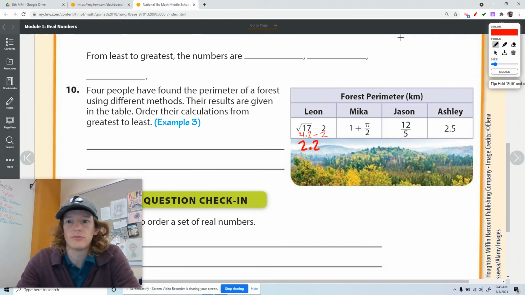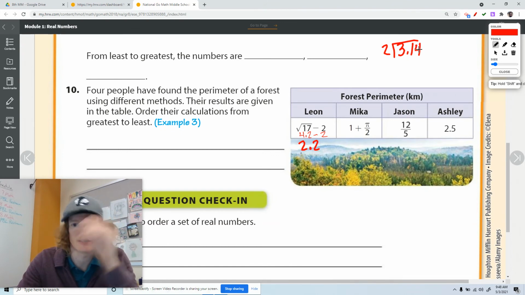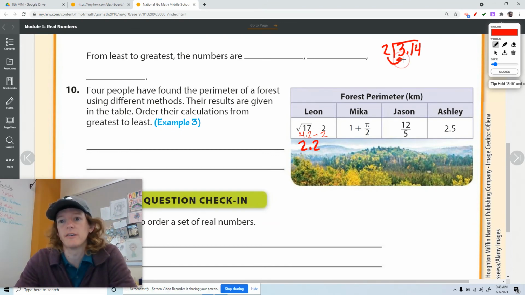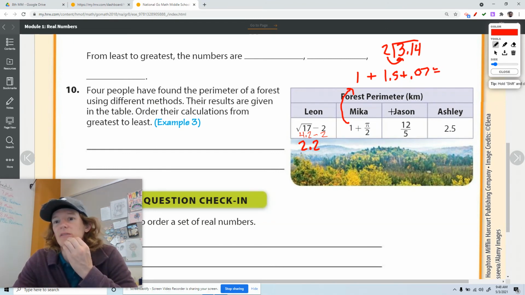Pi over 2, well, let's estimate what 3.14 divided by 2 is. I said estimate because I want to estimate this. Half of 3 is 1.5. Half of 0.14 is 0.07. So it's going to be 1 plus this, because the 1 needs to come along with it. So we have about 2.57 for Mika. We got 2.5 for Ashley.